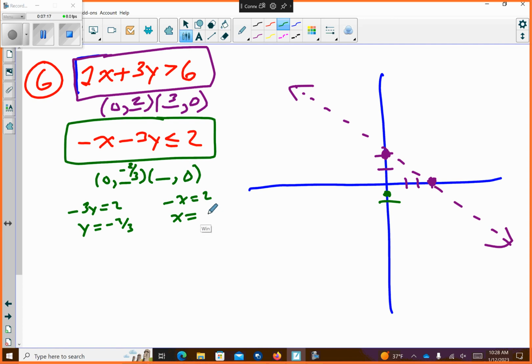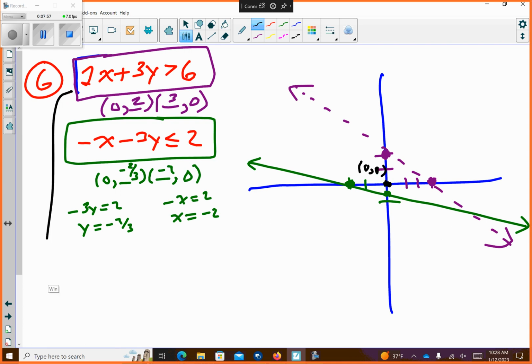If negative x equals 2, if we multiply both sides by negative 2, good. I get negative 2, 0, which is here, roughly. Solid or dotted here? Solid. So this is kind of doing one of these, kind of like that. All right, so they cross kind of way off to the right. Agree? Okay. 0, 0 is definitely a good test point because it's right in between them right now, isn't it? Yeah. All right, so we're going to take 0, 0, plug it into this one.